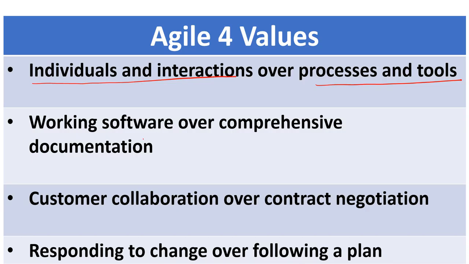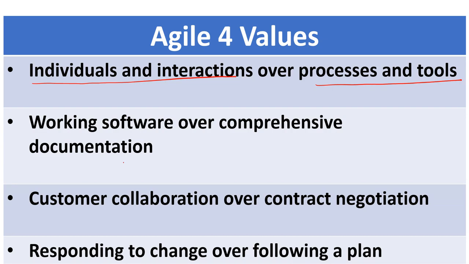Second is working software over comprehensive documentation. What is the meaning of this? I will explain to you in the next slide. Here I have just written it for you. Third is customer collaboration over contract negotiation, and the fourth is responding to change over following a plan.